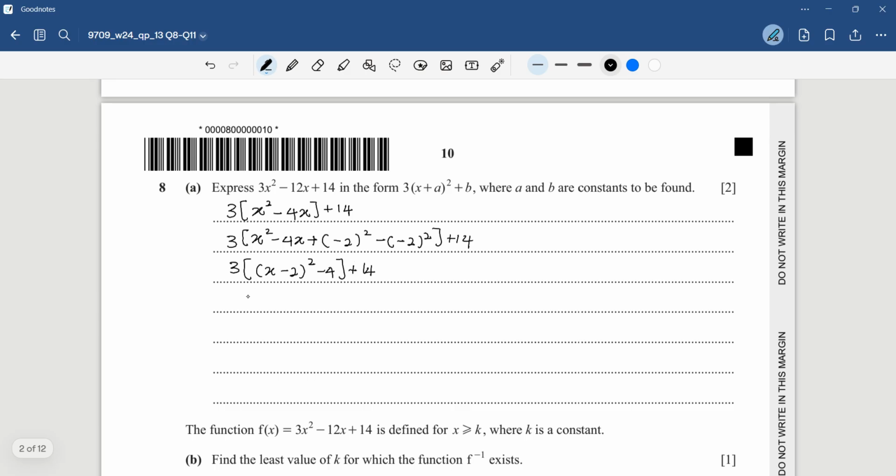Therefore, 3 times x minus 2 squared minus 12 plus 14. So 3 times x minus 2 squared plus 2. So your a is negative 2, your b is positive 2.